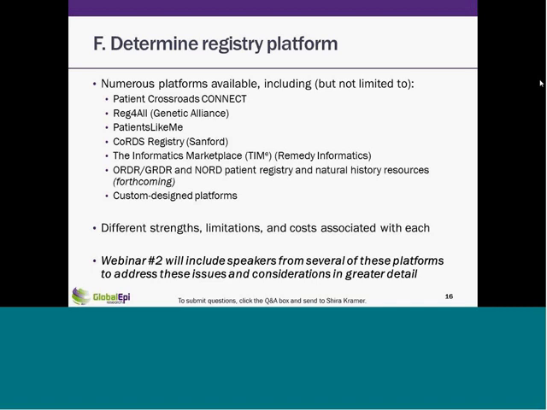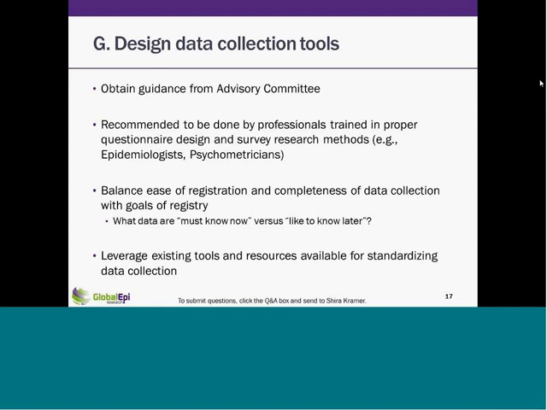A registry is essentially a large database with a user-friendly interface. In order to implement your registry, you'll need to select a platform provider to host and maintain this database and implement all of the necessary security and data capture issues. There are a number of platforms currently available, including the Patient Crossroads Connect program, Genetic Alliance's Rich for All, Patients Like Me, and the Sanford Cord Registry. These aren't the only platforms available, but are some of the major ones that serve the rare disease community.